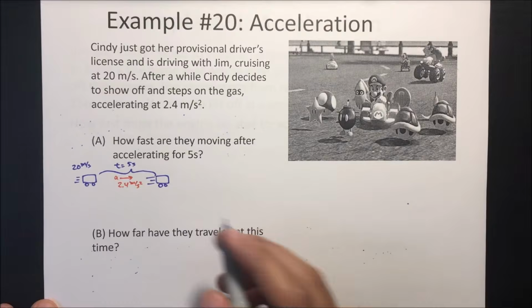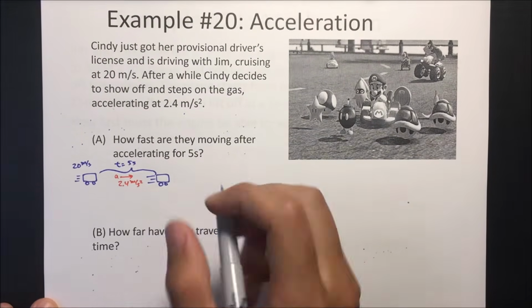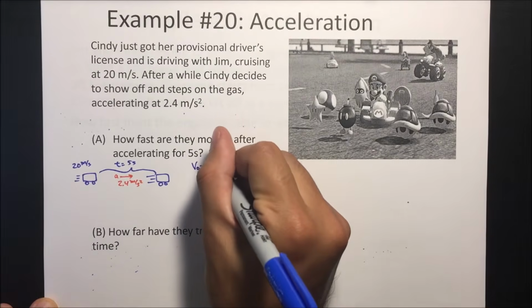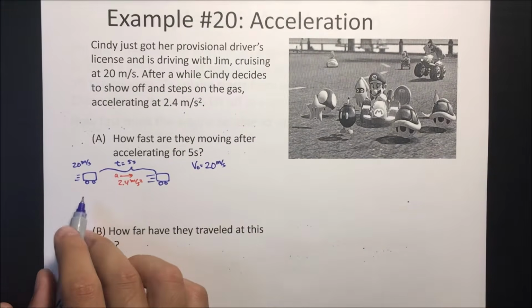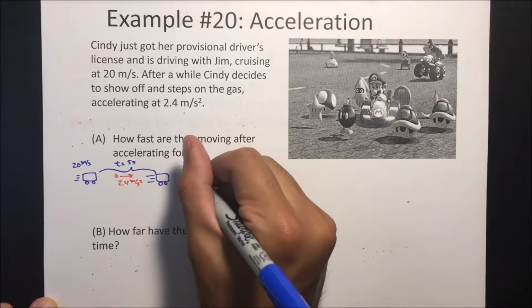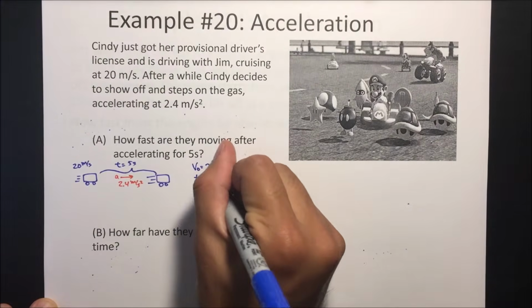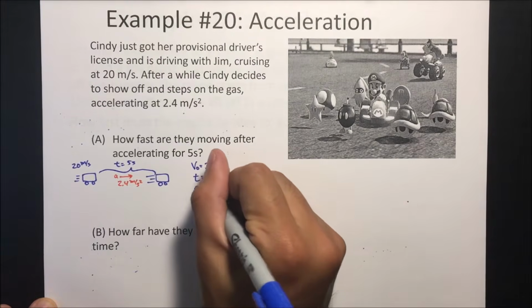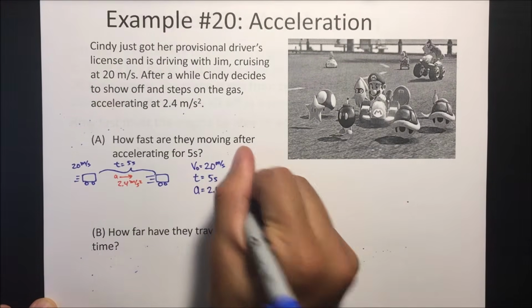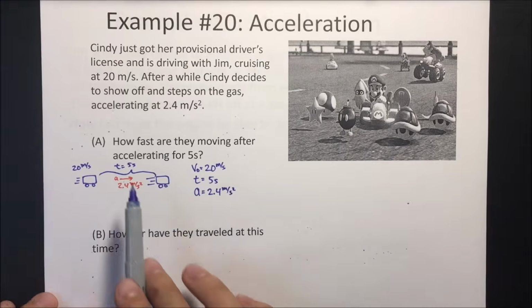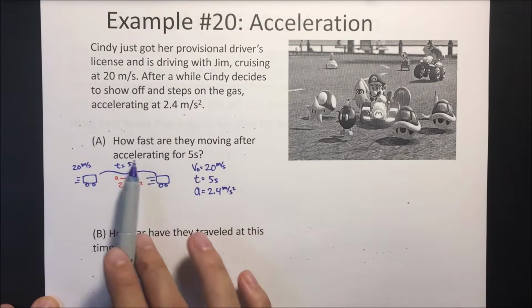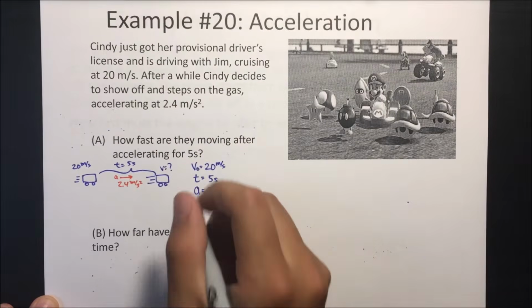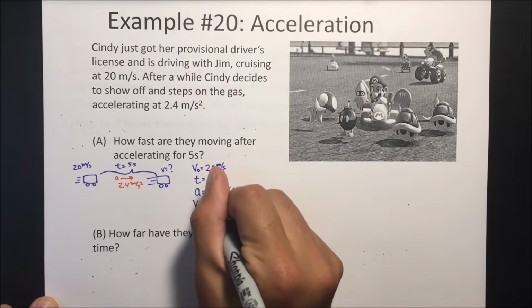So we want to write down what we know. We know that the car is initially moving with a velocity of 20 meters per second. She's accelerating for 5 seconds. She's accelerating with an acceleration of 2.4 meters per second squared. And we want to know how fast are they moving after accelerating for 5 seconds. So that's going to be the final velocity.